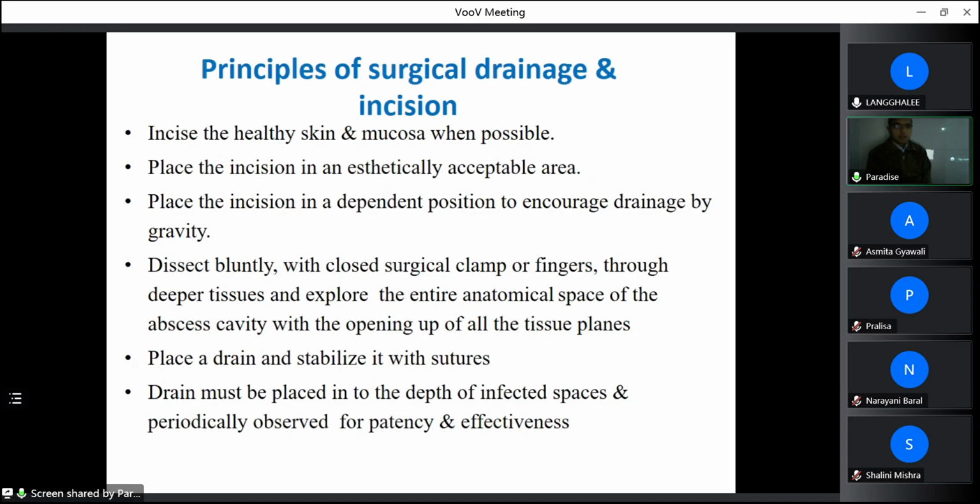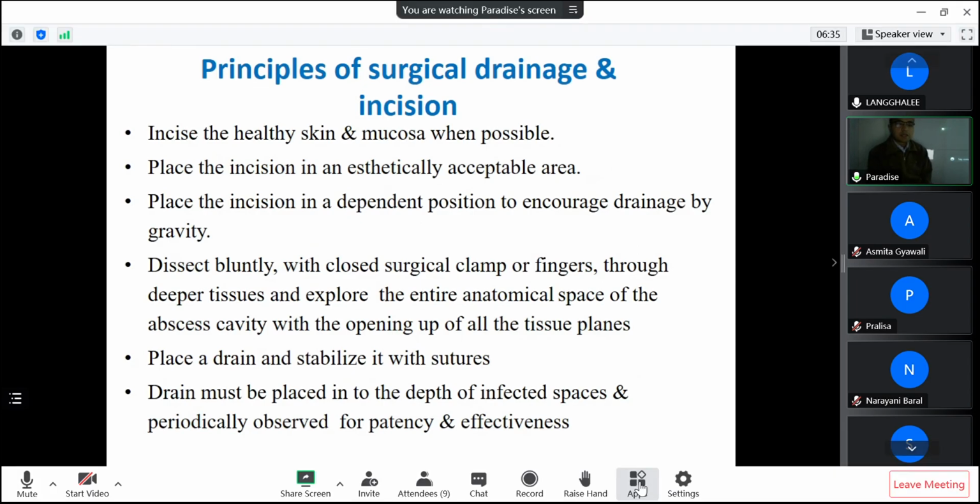So place the incision in an aesthetically acceptable area. Preferably, you have to give the incision in the skin creases so that the scar mark will not be visible. Place the incision in a dependent position to encourage drainage by gravity. Dissect bluntly with closed surgical clamp or fingers through deeper tissue and explore the entire anatomical space of the abscess cavity with the opening up of all the tissue planes.